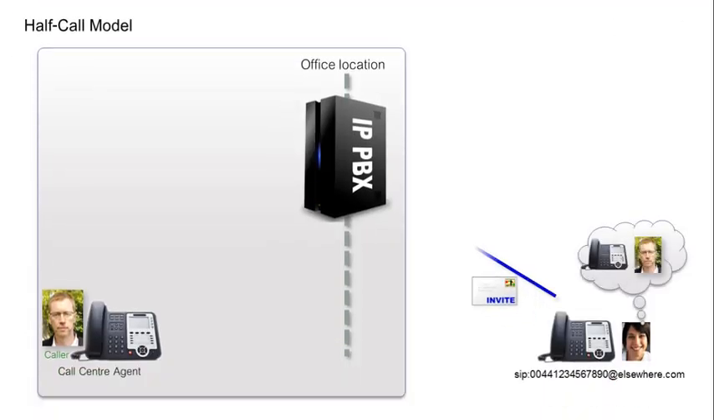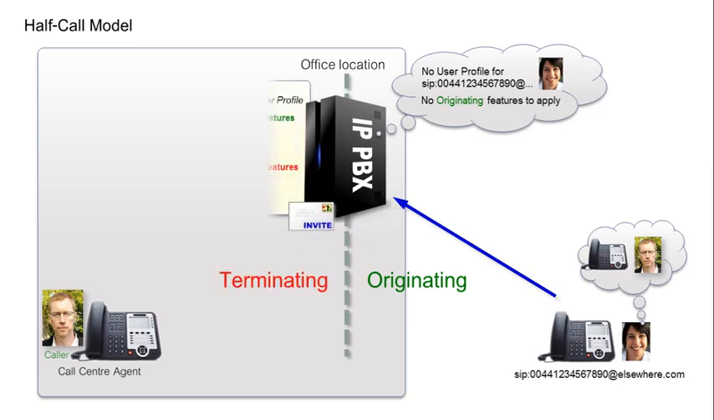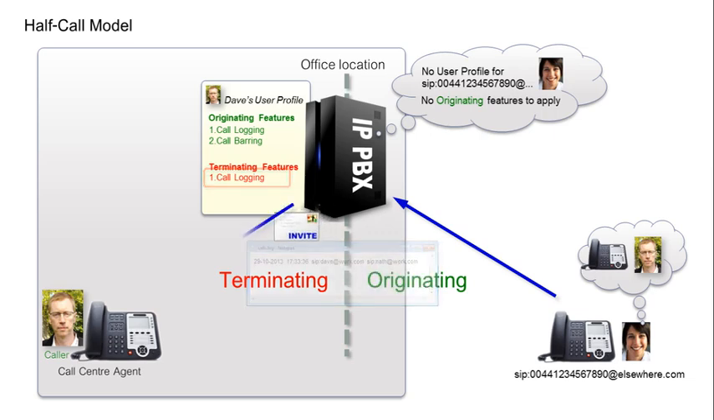Likewise, when a call arrives from an external party, in originating mode, having no profile for the external caller, the PBX has no originating features to apply, so switches to terminating mode and applies just the terminating features on behalf of the callee before routing the call to the callee.